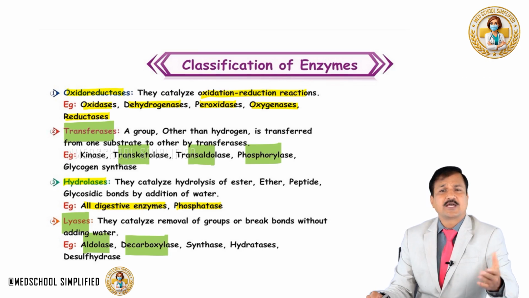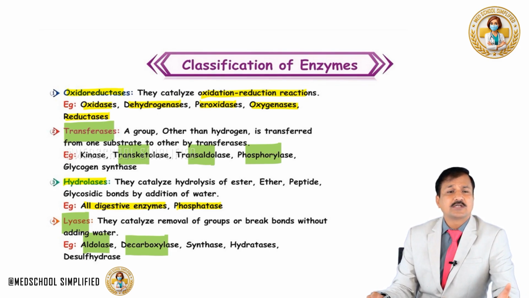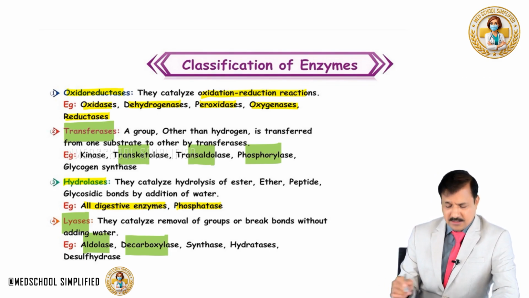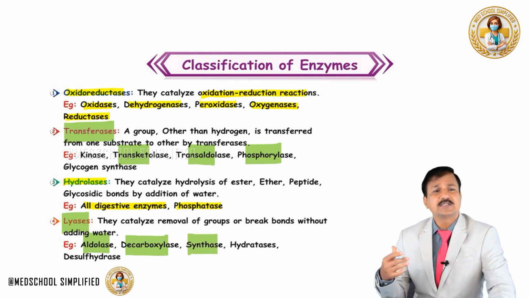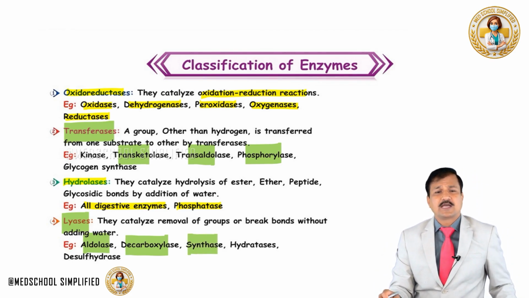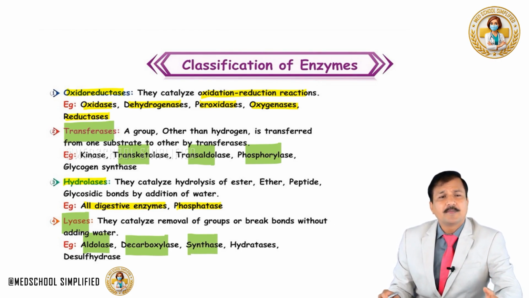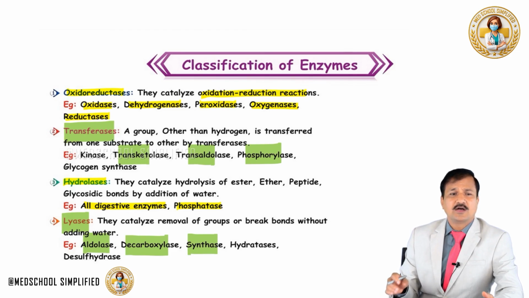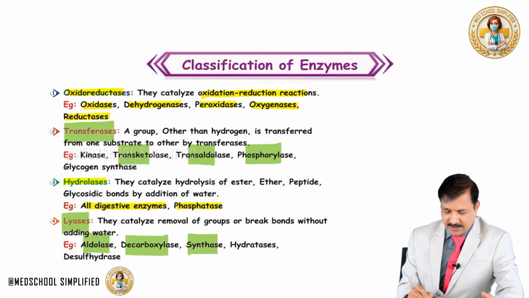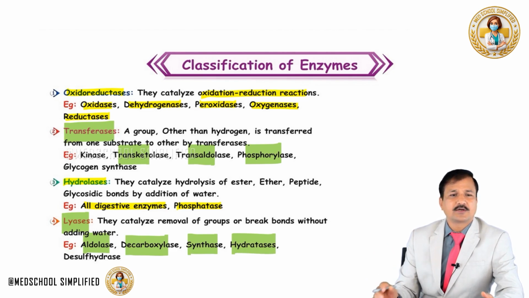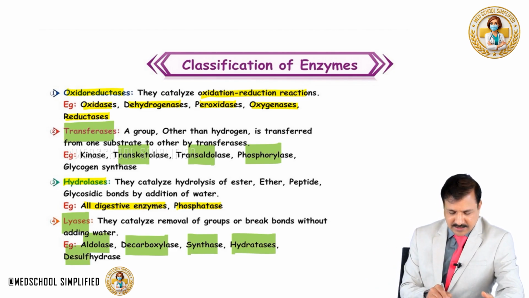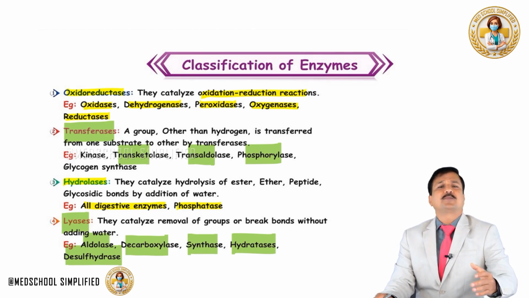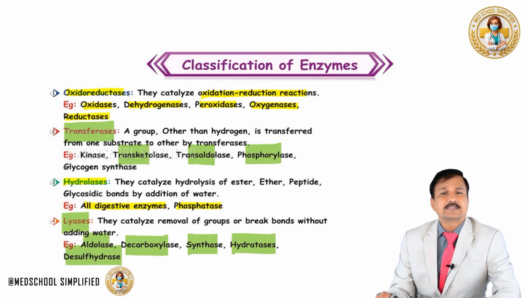Tyrosine decarboxylase, tyrosine into tyramine. Glutamate decarboxylase, glutamate to GABA. So, these are the decarboxylases which belong to the lyase class of enzymes. Then synthases. Synthases are lyase class of enzymes, like glycogen synthase, synthesis of glycogen, right? And then hydratases, they will add water, right? And dehydratases. So, these are the examples of enzymes that belong to the lyase class.